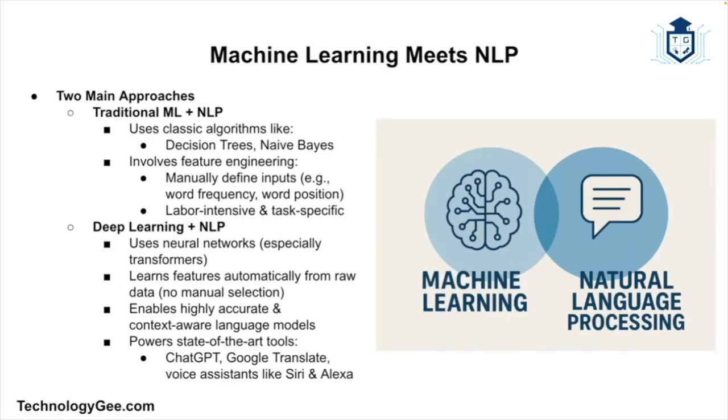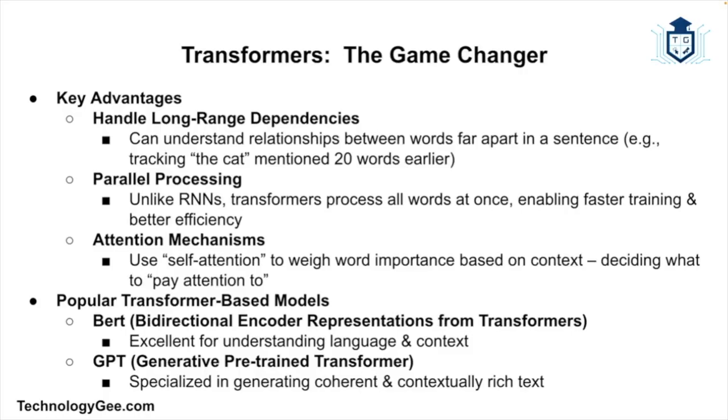And this powers modern tools like ChatGPT, Google Translate, and much more. And speaking of transformers, transformers are a deep learning architecture that was introduced in 2017 that completely changed natural language processing. What transformers can do is handle long range dependencies in text, like understanding that the cat mentioned 20 words ago is still relevant. They can also work in parallel, which makes training much faster. And they can understand context and use attention mechanisms to pay attention to which words matter the most.